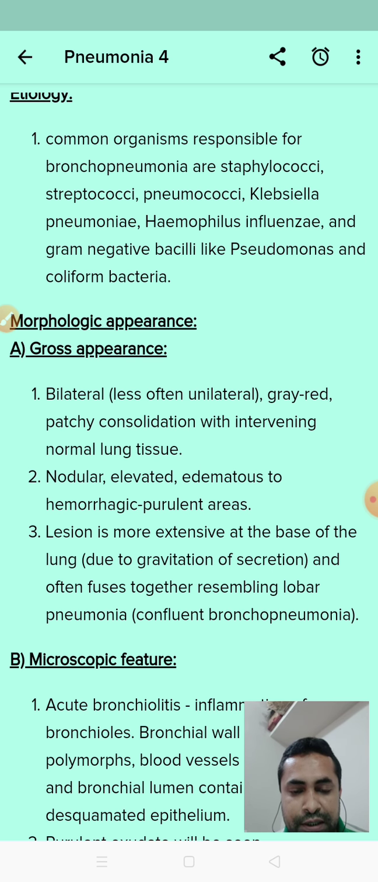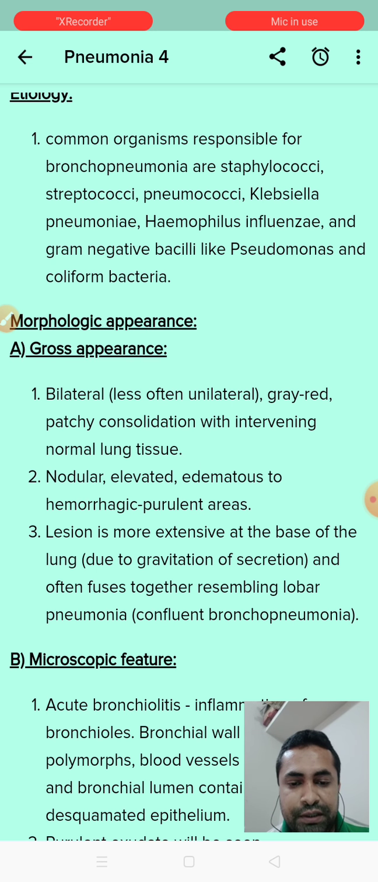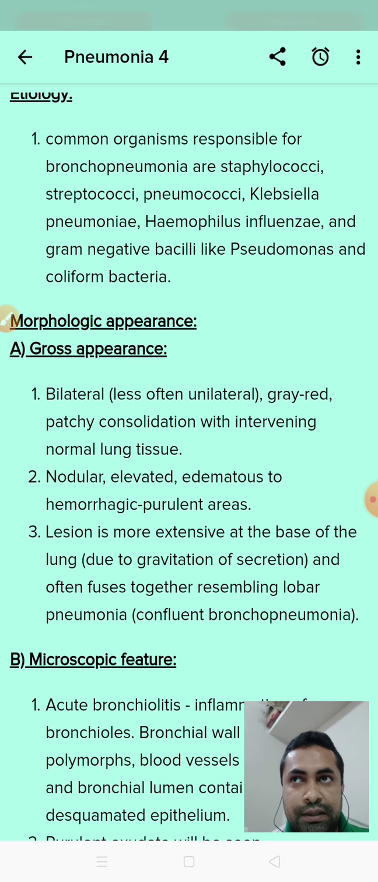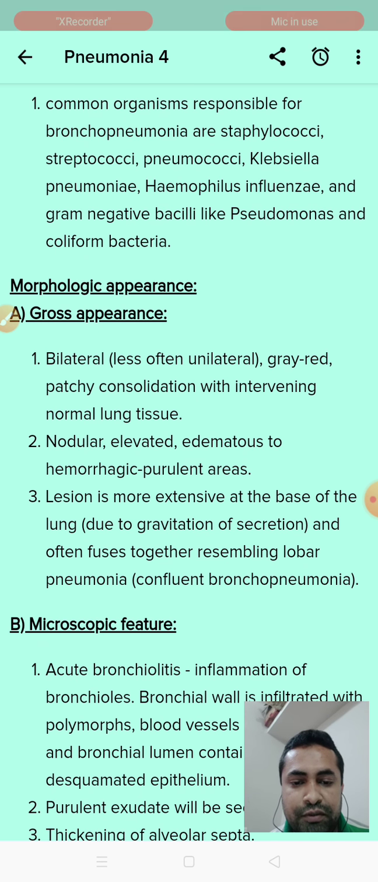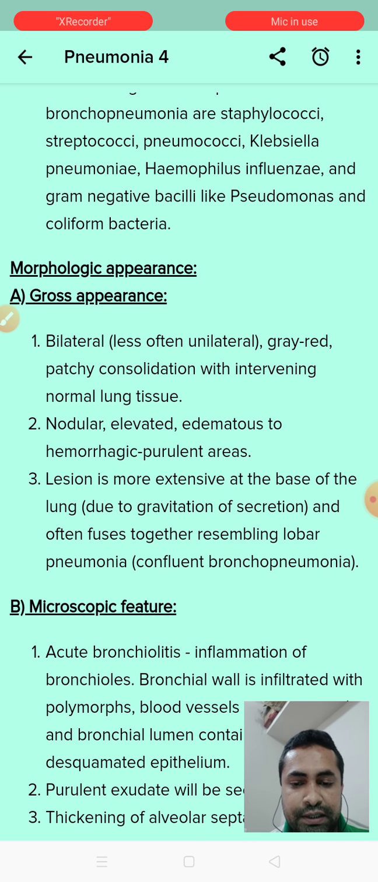So it resembles, it looks like lobar pneumonia, but it is not. In the second lecture, on pneumonia classification, we have seen three types of pneumonia: lobar, lobular and confluent. So this is confluent pneumonia, that is when lobular pneumonia looks like lobar pneumonia, it is called confluent pneumonia because both of the features are seen in this.